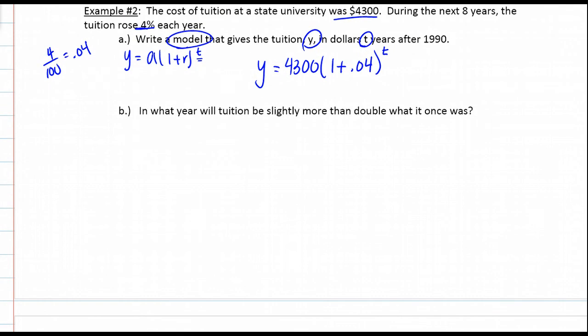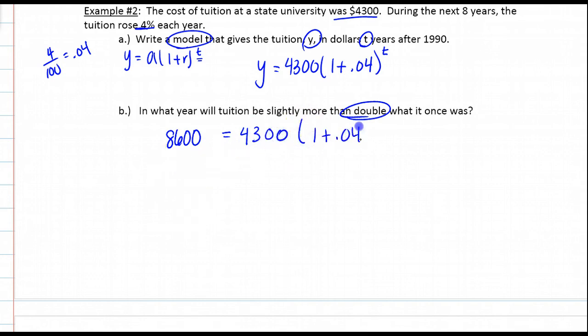So then, in what year will the tuition be slightly more than double? Okay, so again, that word double. Well, what's double 4,300? Well, that is 8,600. So that's my end product. I want to know how long it's going to take to get there. So like in what year? So I'm looking for t.